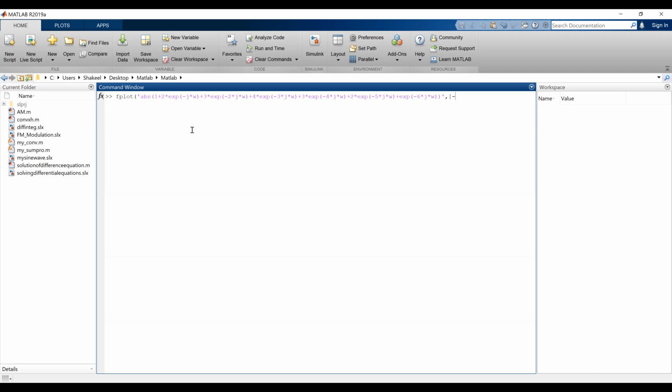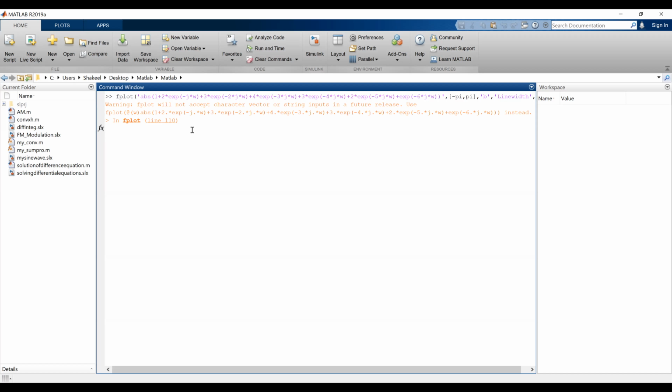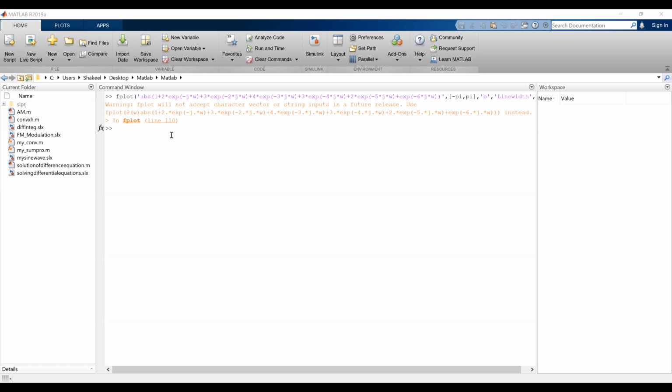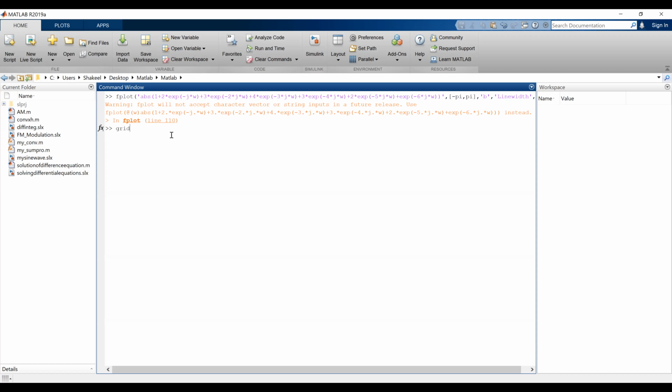And let's say the frequency range. The frequency range is minus 5 to 5, and the color of this plot will be blue. We don't need it here, but let's make it a fancier line width. So if you do this plot, before I show you the plot, let me turn on the board and show it to you.